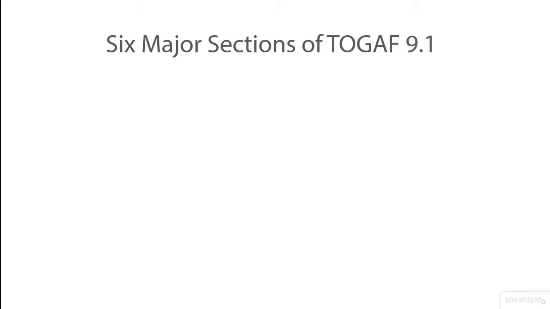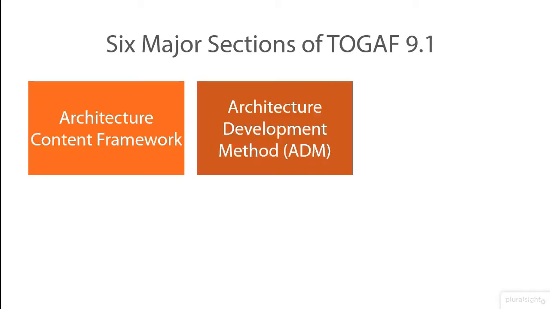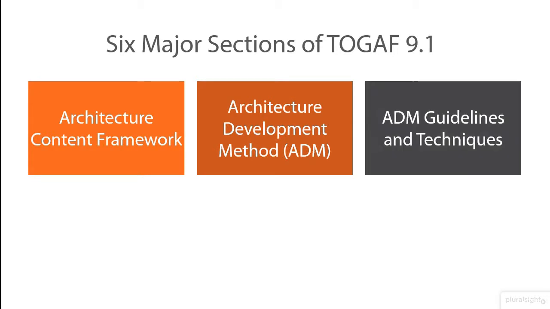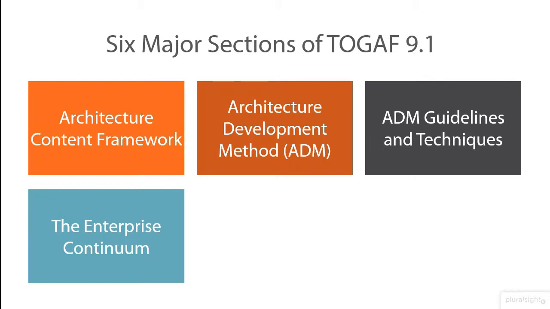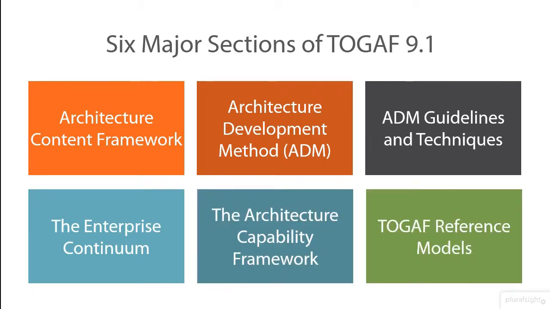TOGAF standard is defined in 6 major sections, each addressing the need for a specific kind of guidance. The sections are as described here: Architecture Content Framework, Architecture Development Method, ADM Guidelines and Techniques, the Enterprise Continuum, the Architecture Capability Framework, and TOGAF Reference Models.